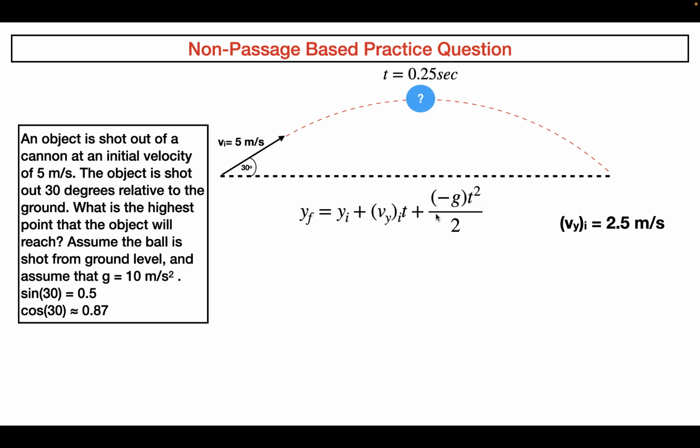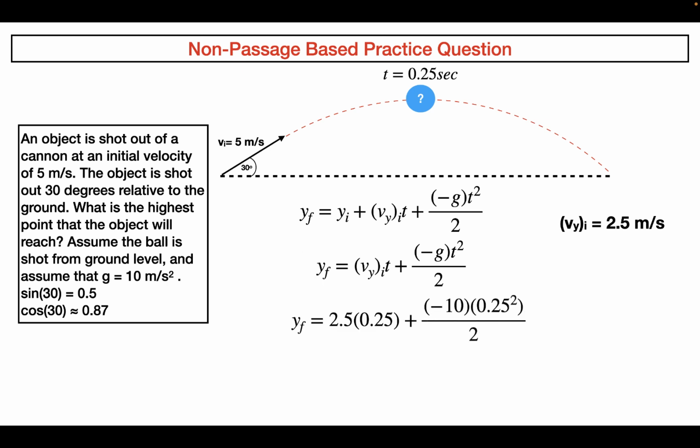Now, what we're going to do is start canceling out some variables because we can. Since the object is starting off at ground level, we can say that the initial position in the y direction is equal to 0. So we can cancel out that term. Now what we can start doing is plugging in our values. We know that the initial velocity in the y direction is 2.5 meters per second. We know the time that it takes to get to the very top of the parabola is 0.25 seconds. And when we do that, we get a final position equal to 0.31 meters. So that's why this is the answer.